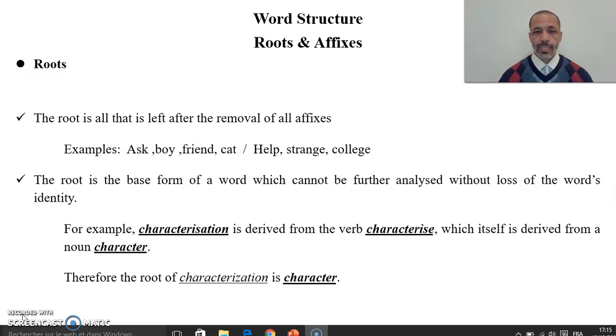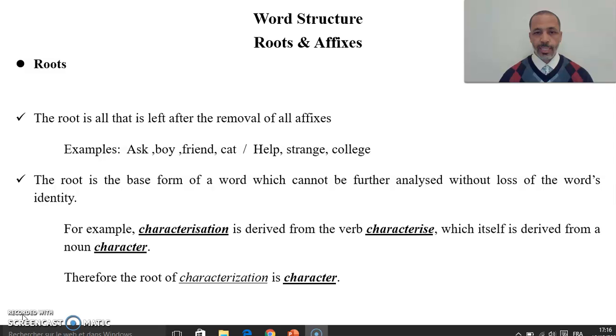For example, you can speak about roots like ask as a verb, boy as a noun, cat, help, strange as an adjective, and so on. All these are roots because they cannot be further divided. If you further divide them, then the identity of the word and its meaning are lost. So in the second definition, the root is defined as the base form of a word which cannot be further analyzed without the loss of the word's identity.